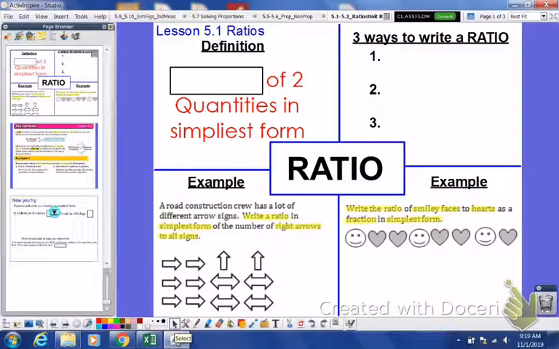Hey guys, we're going to start chapter 5 off. We will be doing 2 sections in this video actually. So for lesson 1, we'll be talking about ratios.